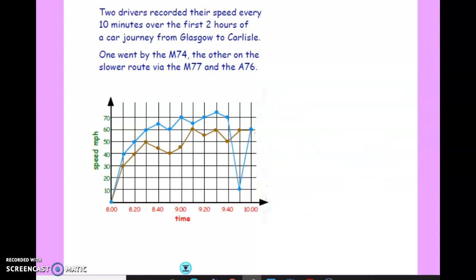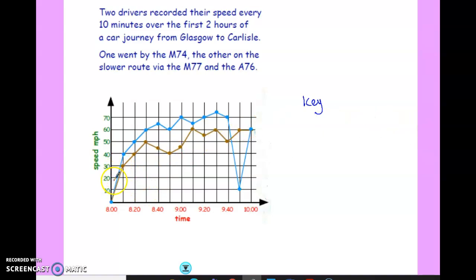Here we have a line graph of 2 cars making a journey. So the 2 cars are going from Glasgow to Carlisle. One went on the M74 and one went on the M77 and the A76. The first thing I want you to do here is add in a key. Have a look at the 2 graphs, decide which one you think went on the 74 and which one you think went on the 77 and then the A76.